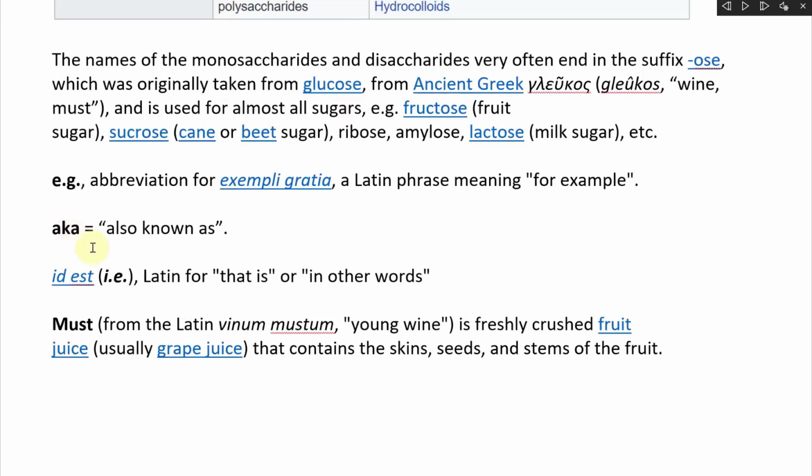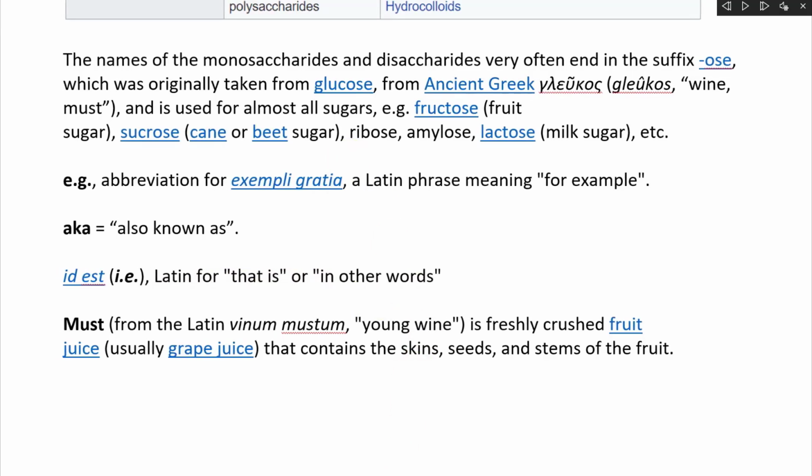And here I might as well just add a.k.a., that's also known as. And let's say this here: i.e., or id est. I.e. is also used throughout this document as Latin for that is, or in other words. Yeah, it's very fascinating stuff here.